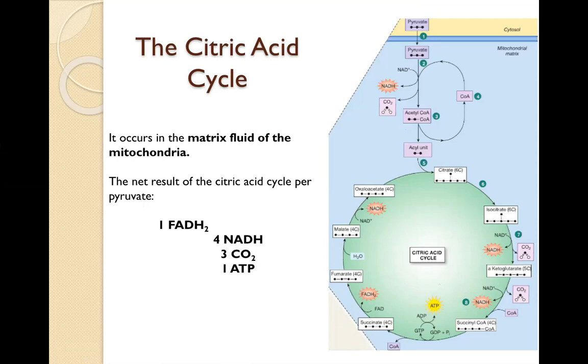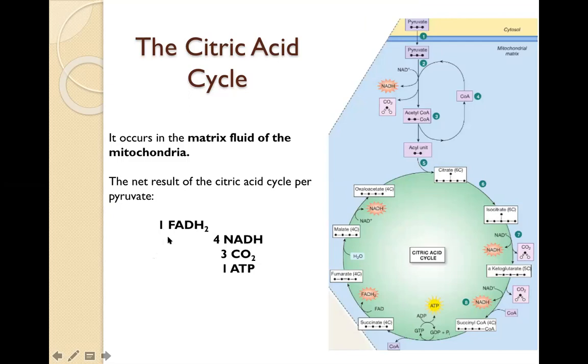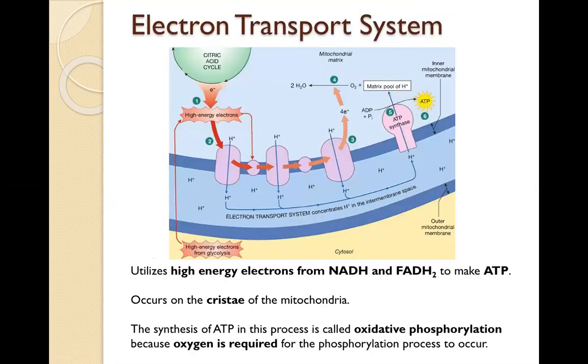So if you want to know what the net result of the citric acid cycle is per glucose molecule, you have to multiply all these by 2, because each pyruvate is only half of the glucose molecule. Okay, so you would get 2 FADH2s, 8 NADH, 6 carbon dioxides, and 2 ATP. So now, all of that energy that was stored in the bonds of glucose is now stored in the high energy electrons that are within NADH and FADH2. And that's what we're going to use to make all of our ATP.